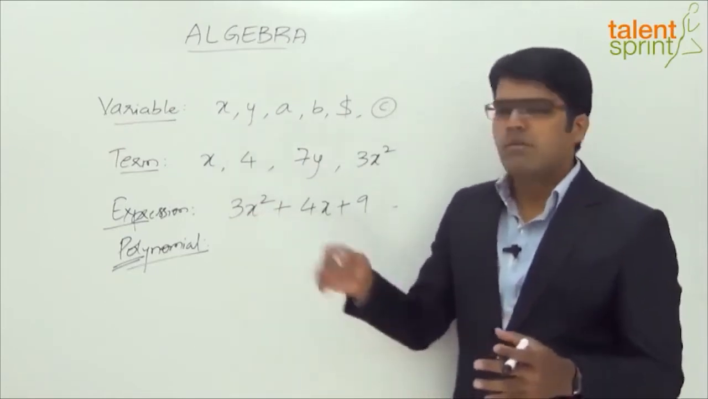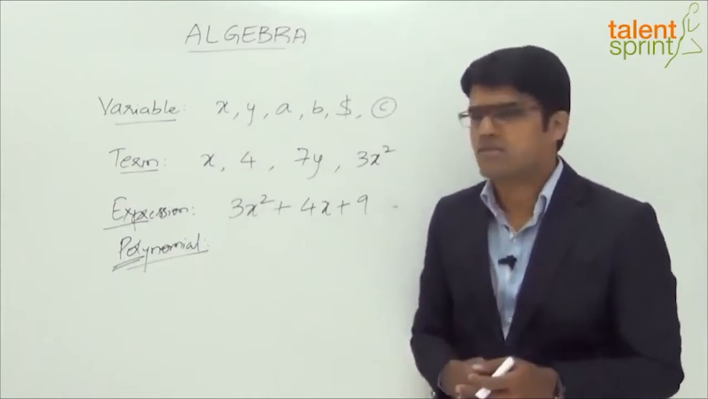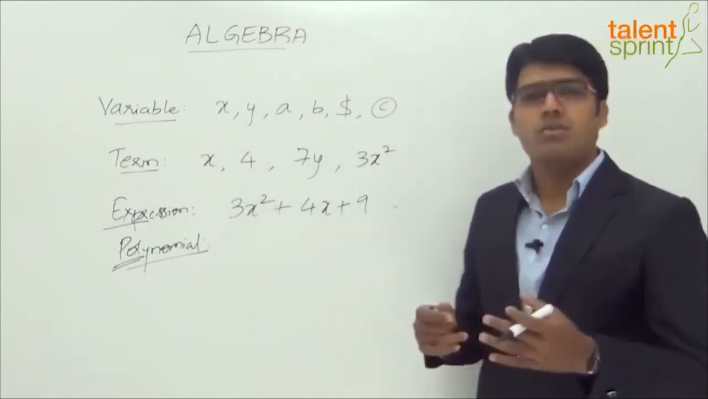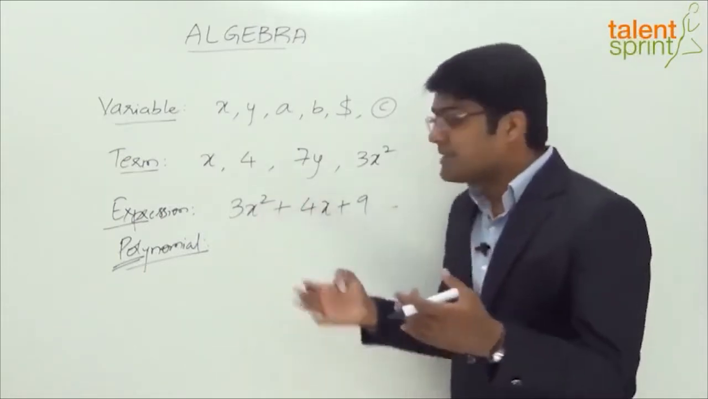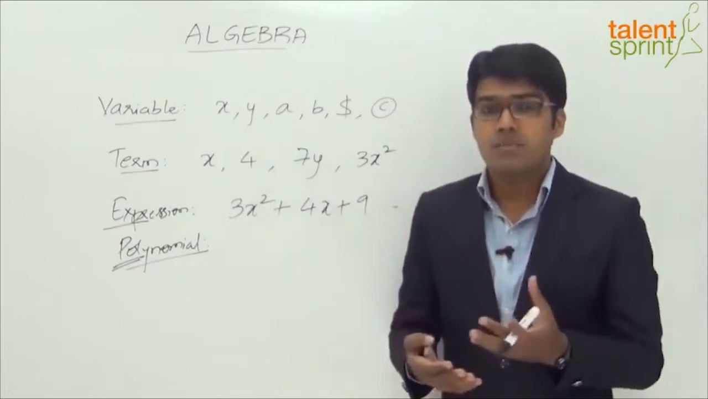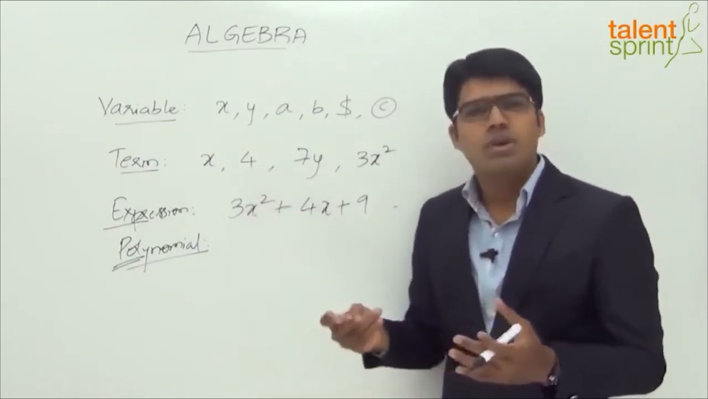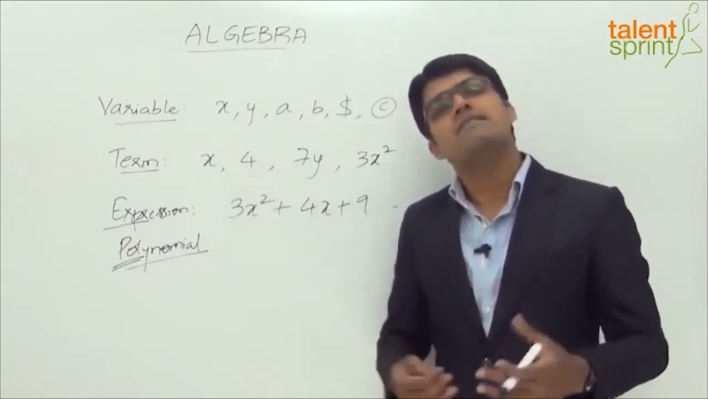But in general, a polynomial is a collection of more than 2 terms. So this can be called a polynomial: 3x squared plus 4x plus 9. A polynomial has numbers, variables, and exponents. What are exponents? Exponents are nothing but powers, like x squared, x to the power of 2. So a polynomial is a collection of numbers, terms, exponents and so on.